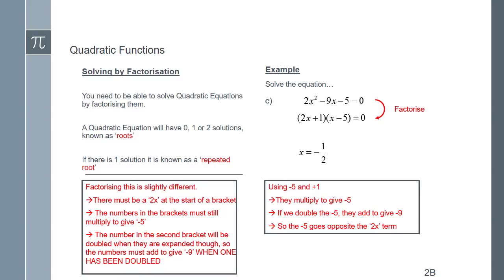Then it's what makes each bracket equal to 0, because in order for the answer to be 0, one of the brackets must be 0. So either x is minus a half or x is equal to 5 are the two solutions.